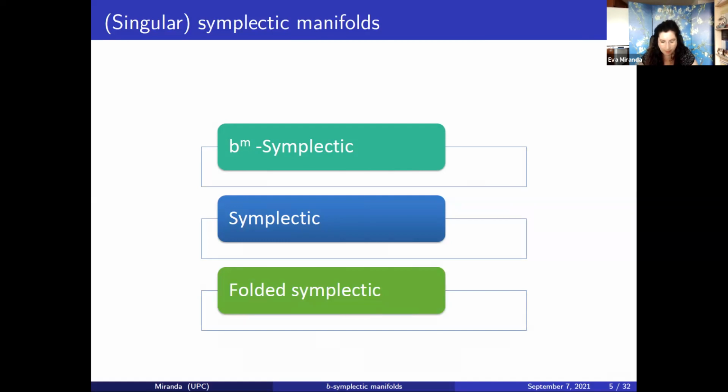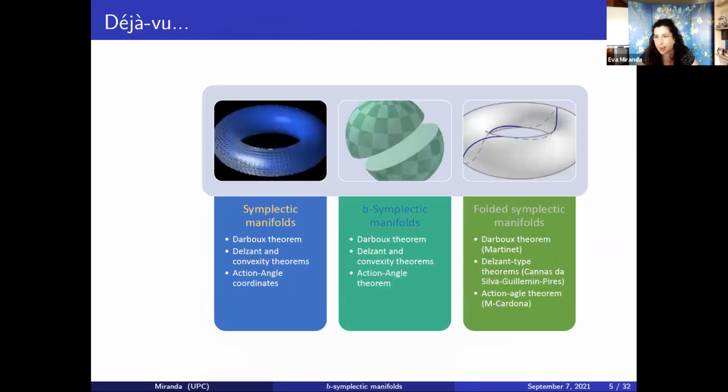And maybe the theorem that puts everything into its box is desingularization. This is replying to a question that was addressed by the audience in the last class: what is the difference between b-symplectic and symplectic? This is to understand the relation between these boxes. What we have understood so far is that we have the Darboux theorem and the action-angle theorem. We have the Delzant theorems also for symplectic and b-symplectic.